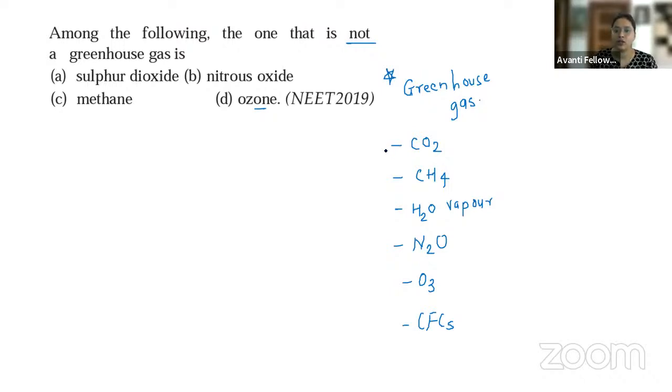So among these, what is the answer? A, Ritu. Okay, Ritu. Okay. So it is very clear right now to you that sulfur dioxide is our correct answer. That is, it is not a greenhouse gas, right? Next problem, let's talk about that.